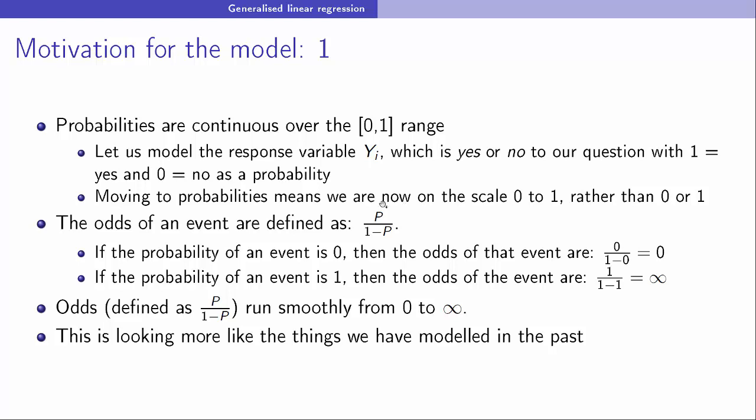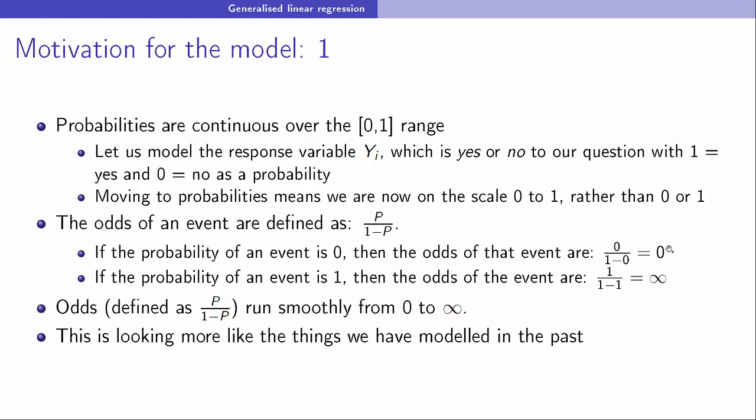Now, one thing that we know, odds are probability divided by 1 minus the probability. So that's the odds of an event. You really see this in horse racing so much, but we can move from probabilities to odds via a formula. Now, if the probability of an event is 0, then this formula collapses to 0. If the probability of an event is 1, then the odds of the event are infinity.